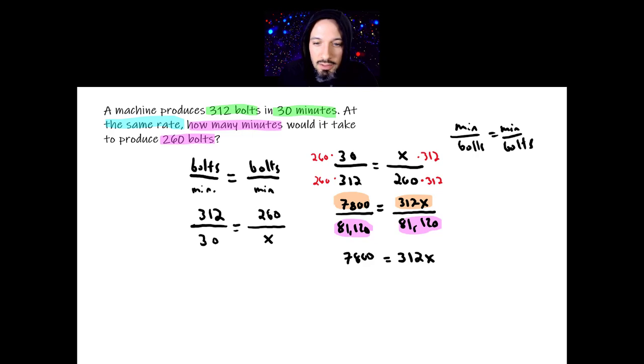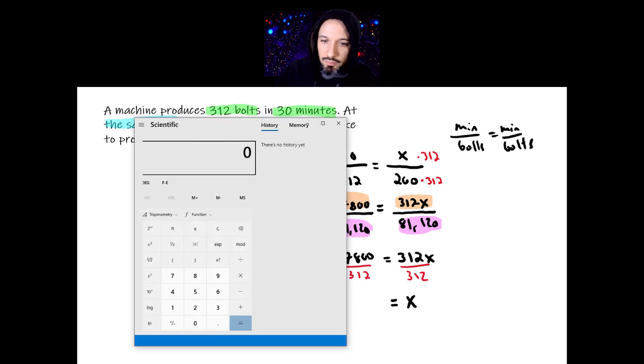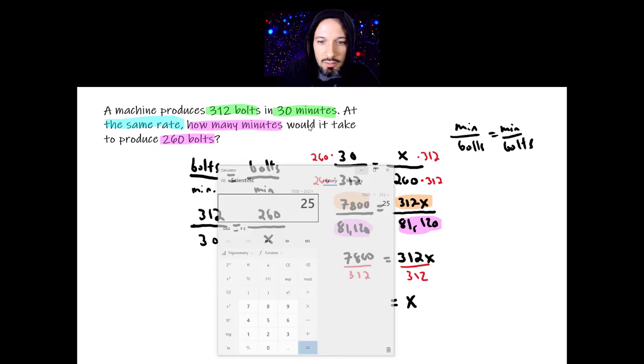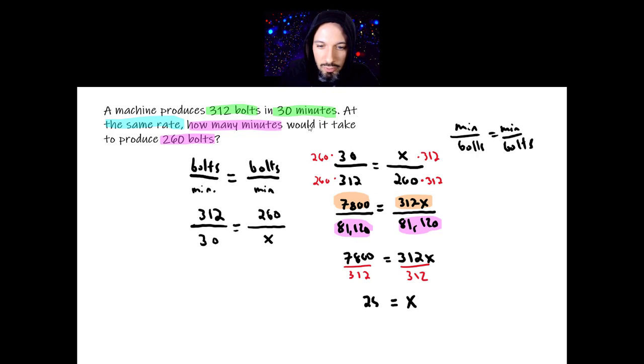And now to solve this, I just got to divide both sides by 312. So the division property of equality. And when I simplify, I'm going to get 1x on the right. And on the left side, I'm going to divide it out. I get 7,800 divided by 312. And I can see I get 25 for my final answer. And that's it. That's all you got to do to solve this proportion.